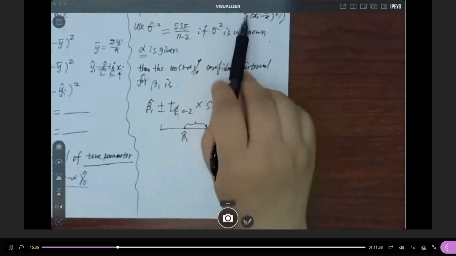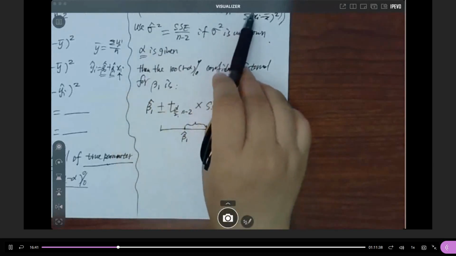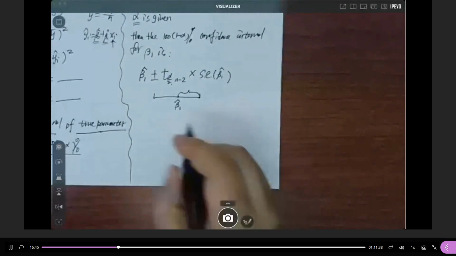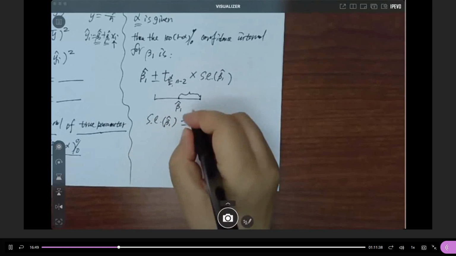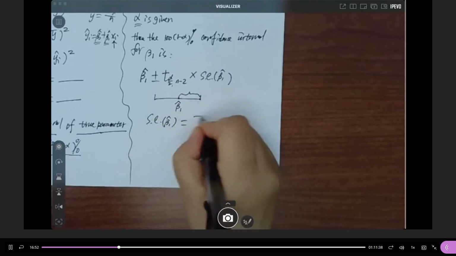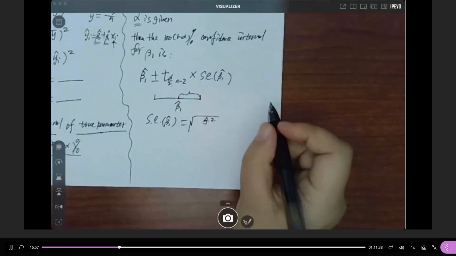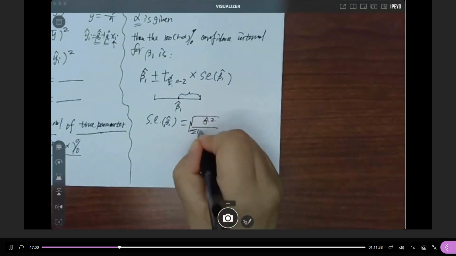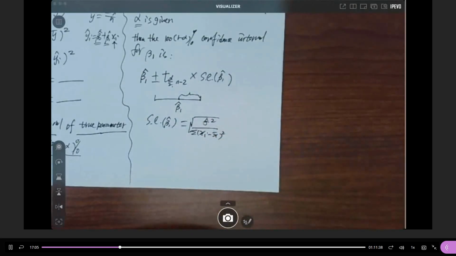Well, you have the variance here. If you don't have the true sigma squared, use sigma hat squared. The square root of that is the standard error. So the standard error of beta 1 hat is given by the square root of sigma hat squared divided by the summation of (xi minus x bar) squared. Okay, so that's the formula. How do we arrive at this? How do we derive that?